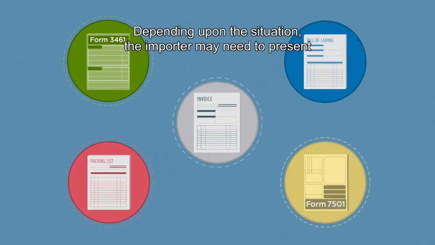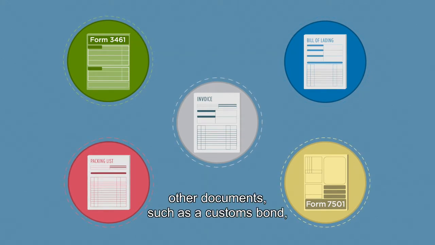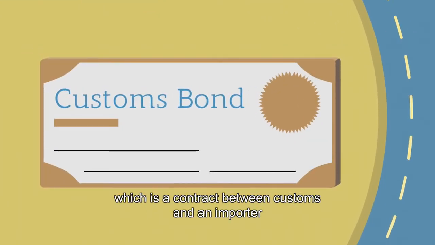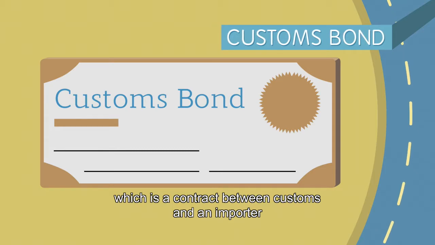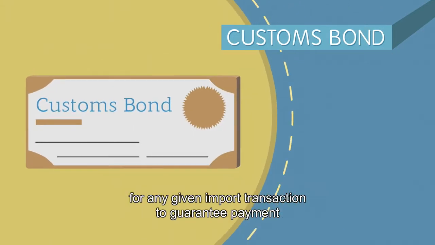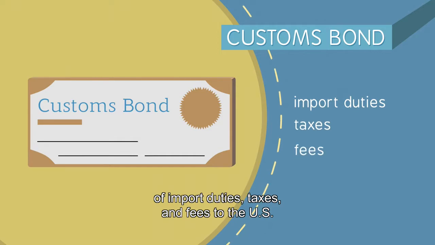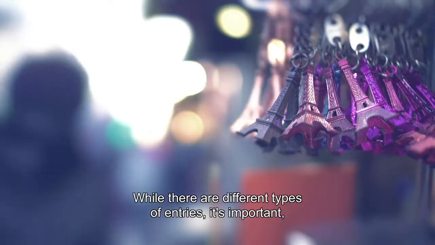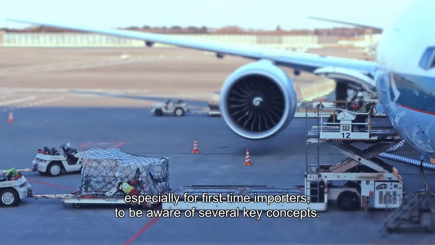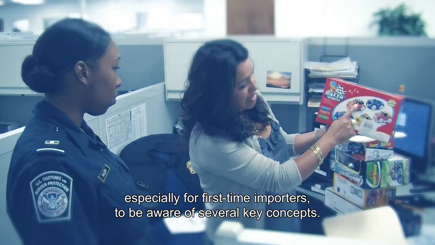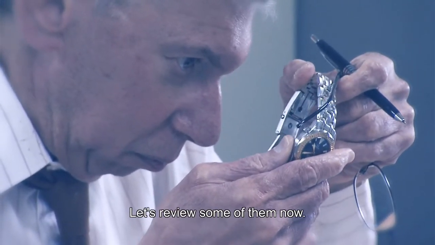Depending upon the situation, the importer may need to present other documents, such as a customs bond, which is a contract between customs and an importer for any given import transaction, to guarantee payment of import duties, taxes, and fees to the U.S. While there are different types of entries, it's important, especially for first-time importers, to be aware of several key concepts. Let's review some of them now.